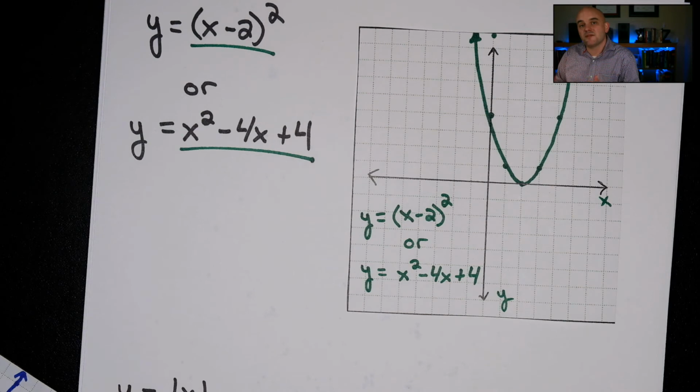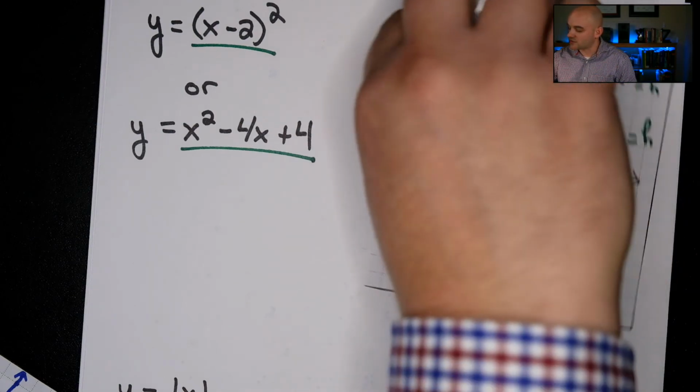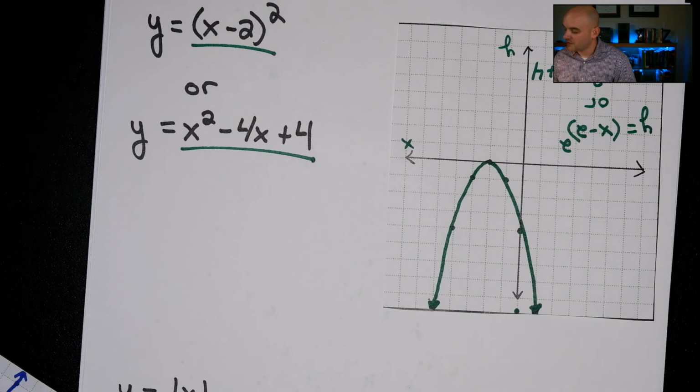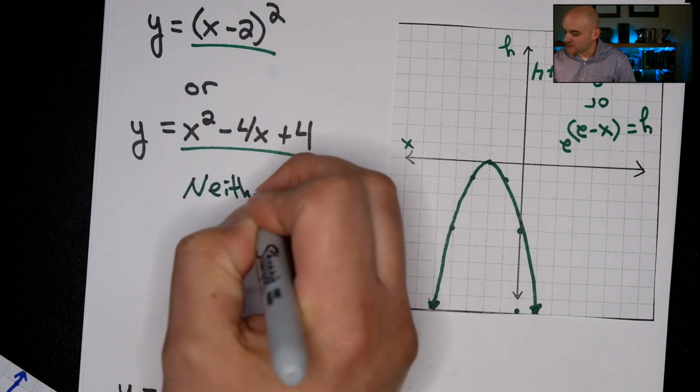It's not if the function is symmetrical, it's if it's symmetrical about the y-axis, which in this case it's not. Also, if I turn it 180 degrees, turn it upside down, it doesn't look the same. So this one is neither odd nor even.